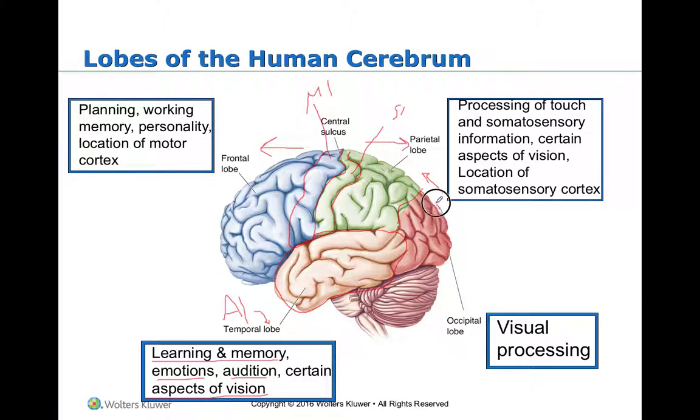And last but not least, the occipital lobe, which is posterior to the frontal lobe and posterior to the parietal lobe, meaning that it is behind. This is important for visual processing. So your primary visual cortex resides here in the occipital lobe.